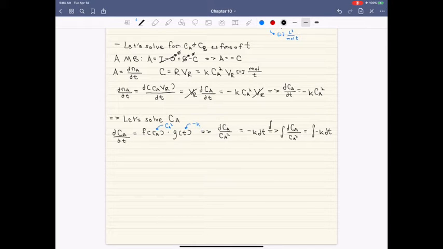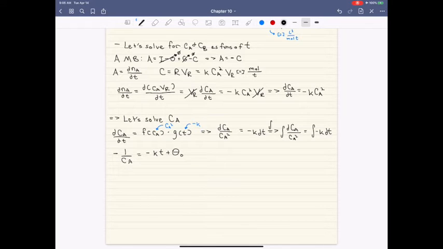Alright, so the integral of the left-hand side gives us, based on the chain rule, a negative 1 over Ca. And on the right-hand side, we're going to get a negative kt. And because we're doing indefinite integrals, we also need to include our constant here on the right-hand side. Okay? So make sure you're comfortable with how to do this sort of integral. Alright?